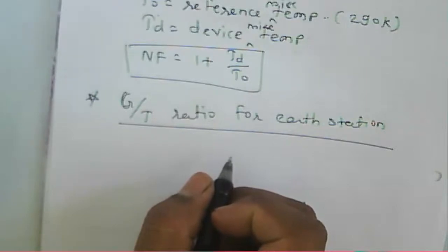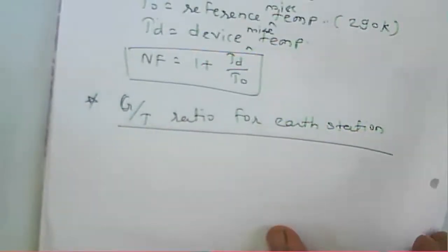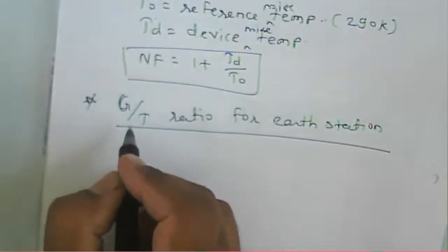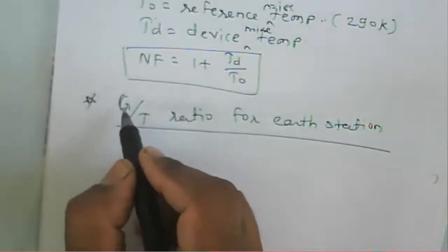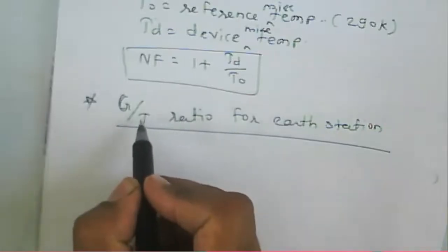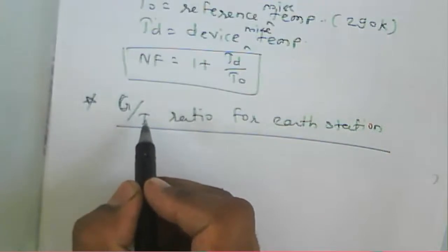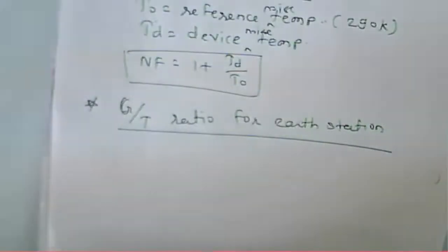So G by T is nothing but the system noise temperature of your receiver and the gain of your system. That is the ratio of the receiving gain of an antenna, because at the receiver we are calculating for our station, and T is the system noise temperature. Using this, G by T is a figure of merit for the earth station.